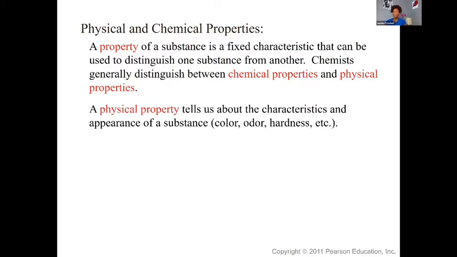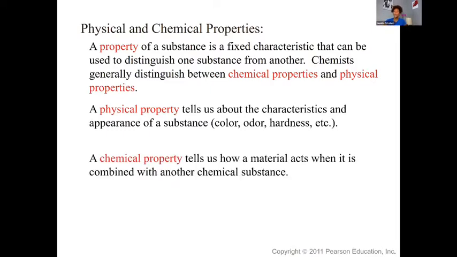Now, physical properties are those properties that tell about the characteristics and the appearance of that substance. This could be things like color, odor, hardness, the physical state that it's found in, being solid, liquid, or gas. So it really helps to describe what this substance looks like and is.